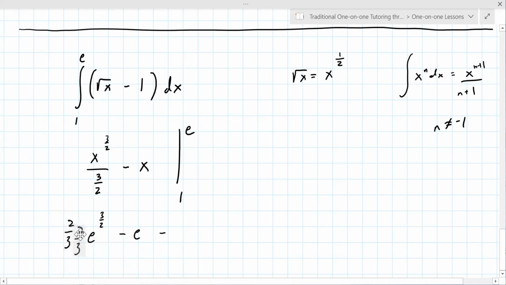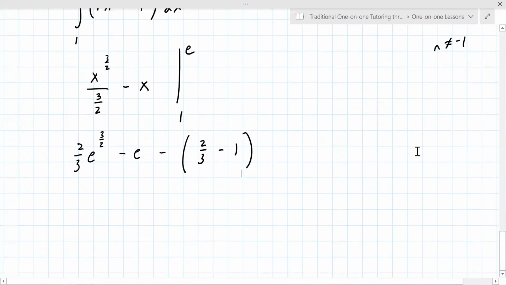So this 2/3, I would handle it right away. I would bring it out in front. So 2/3 e to the 3/2 minus e. 2/3. What happens to the 1 to the 3/2? It's just 1. Yep. So I just replace it, minus 1. Okay, I see.